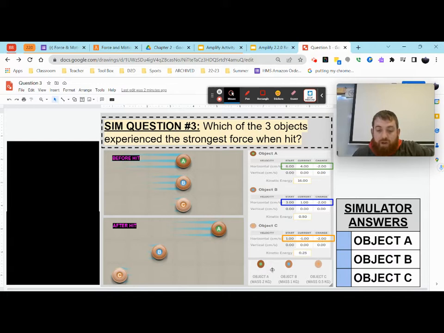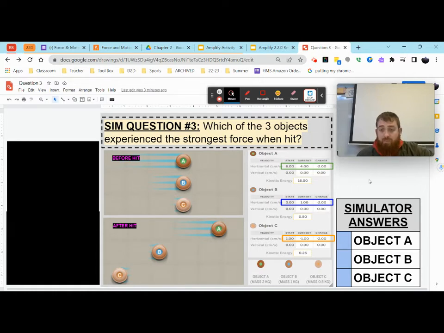So if you notice, we have our three different objects with their masses, A being the heaviest, all the way down to C being the lightest. We have our starting and ending velocity with their change. A slowed down, B slowed down, and C changed direction, each one changing their velocity by 2. Your job is to decide which one experienced the strongest force. Take a second, select object A, B, or C. Pause the video, and come back to it when you're ready to go over the answer.